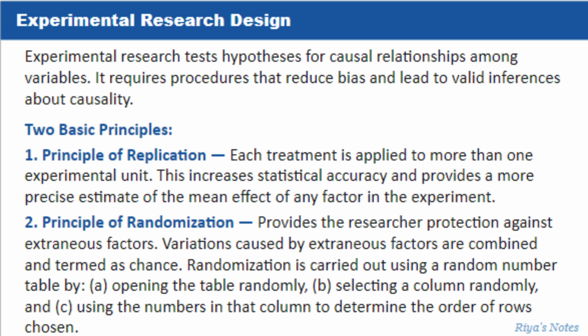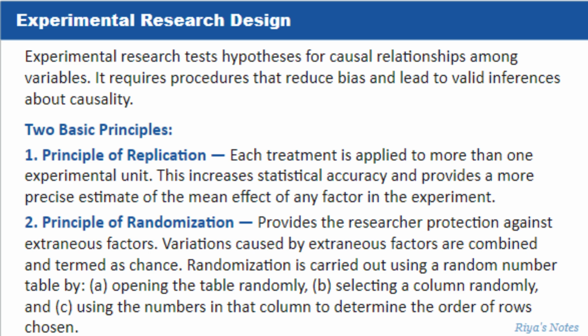Two basic principles. 1. Principle of replication. Each treatment is applied to more than one experimental unit. This increases statistical accuracy and provides a more precise estimate of the mean effect of any factor in the experiment. 2. Principle of randomization provides the researcher protection against extraneous factors. Variations caused by extraneous factors are combined and termed as chance.